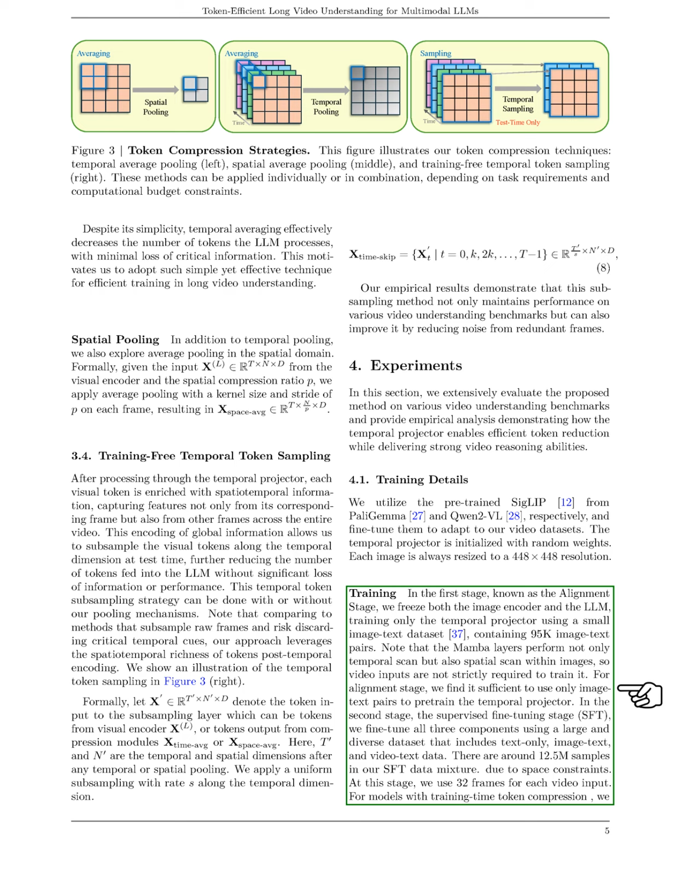In the second stage, the supervised fine-tuning stage, we fine-tune all components using a large and diverse dataset that includes text-only, image-text, and video-text data, totaling around 12.5 million samples. We use 32 frames for each video input, with specific compression ratios for models that employ training-time token compression. Additionally, we conduct a long video fine-tuning stage using longer video inputs from a specific dataset.